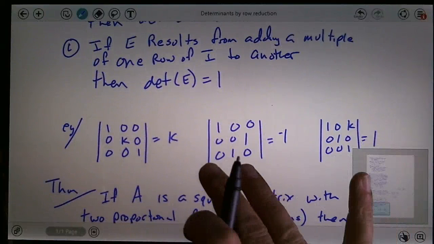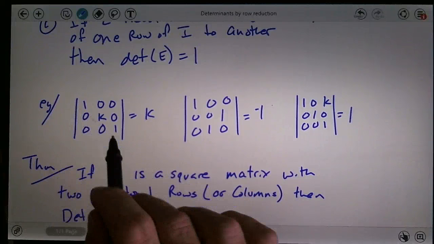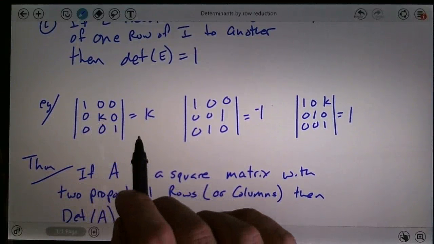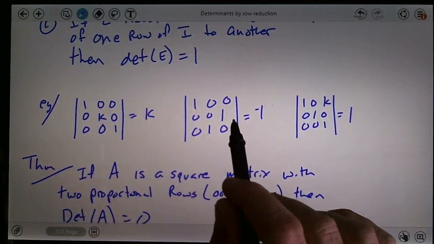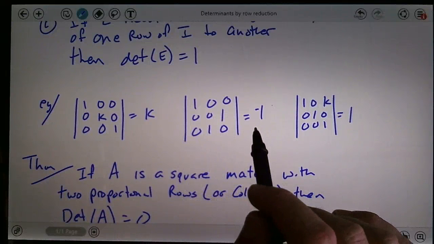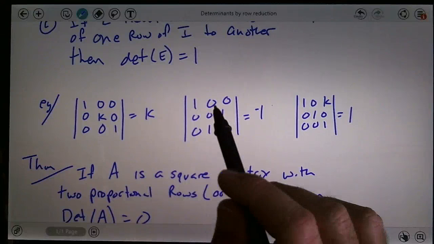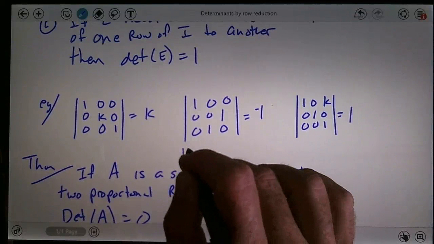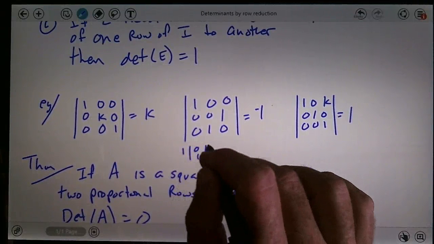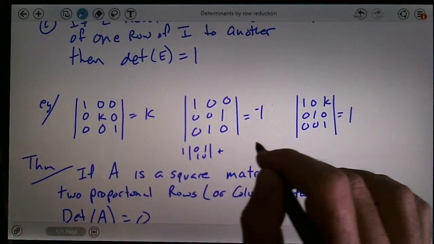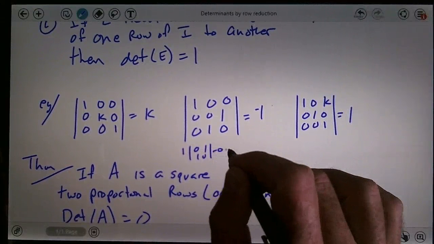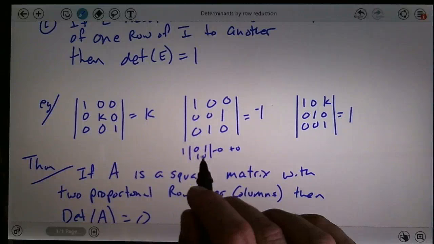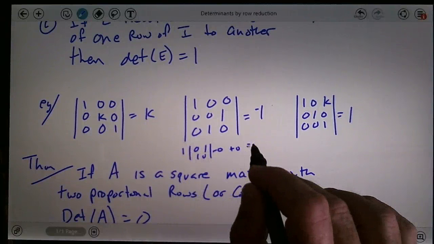Here's an example of each one of those types. I've got an identity matrix where the second row has been multiplied by k. So this is an elementary matrix. The determinant here is k. This one, the determinant is equal to minus 1. Maybe a little less obvious, but let's expand across this first row. This would be 1 times the 2 by 2 determinant, and that 2 by 2 determinant is 0 minus 1, and hence minus 1 for that.